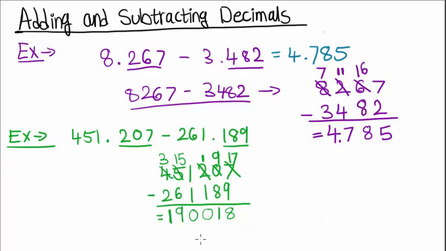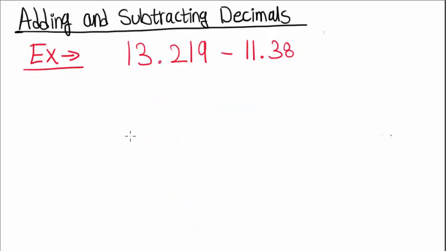Now we figured out that in my final answer, I will have 3 numbers after the decimal point. So I need to put the decimal point right between these two zeros. So my final answer to 451.207 minus 261.189 is equal to 190.018.